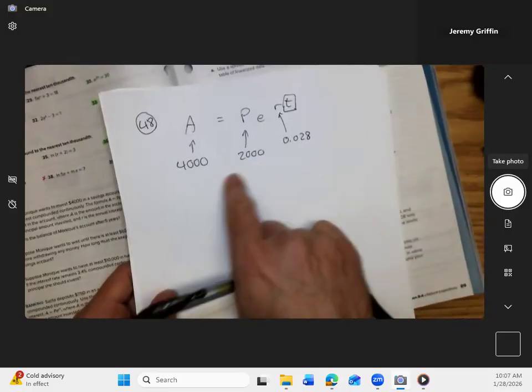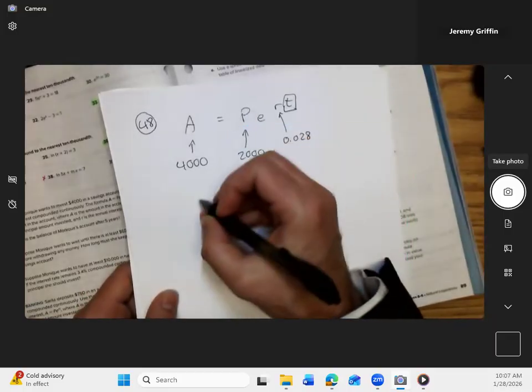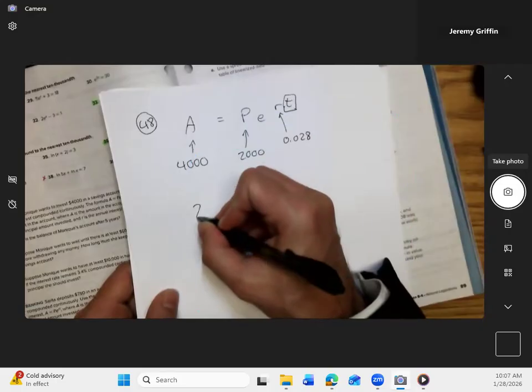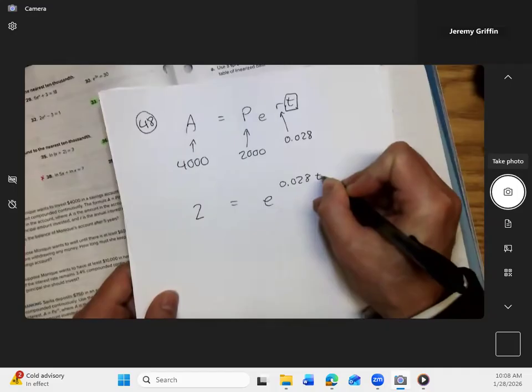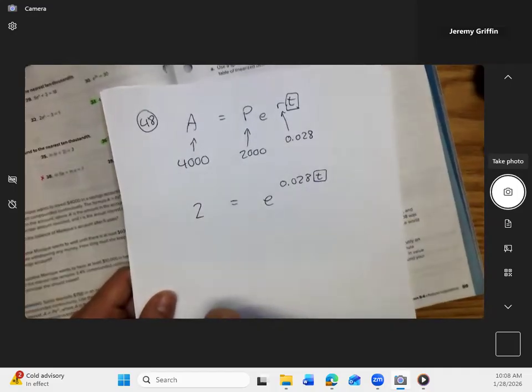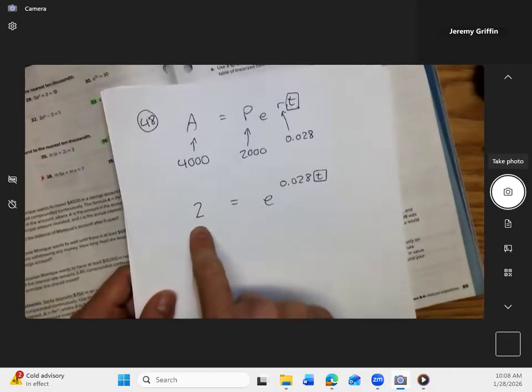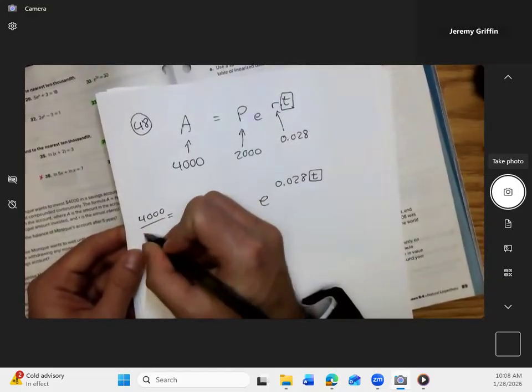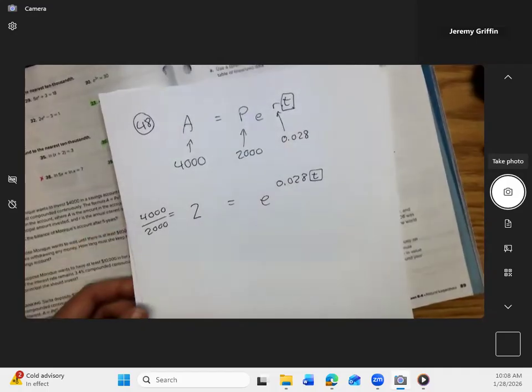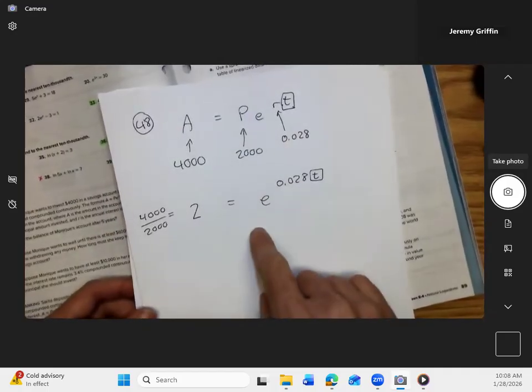So first step, divide over 2,000, and that gives me 2. That's e to the 0.028t. Make sure you guys are following. Guys, where did I get this 2 from? Divide 4,000 over 2,000. Exactly. It's 4,000 over 2,000. All right. What's the next step?